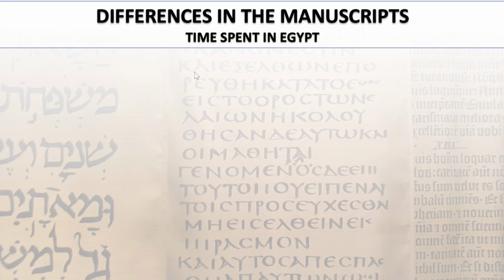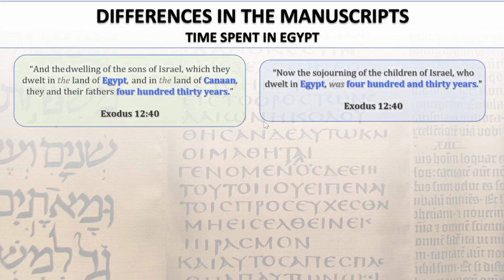Okay, so let's talk about the Exodus, time spent in Egypt, and notice a big difference here. And what's the difference? So let's read from the Septuagint. And the dwelling of the sons of Israel, which they dwelt in the land of Egypt and in the land of Canaan, they and their fathers 430 years. And Masoretic, now the sojourning of the children of Israel who dwelt in Egypt was 430 years.